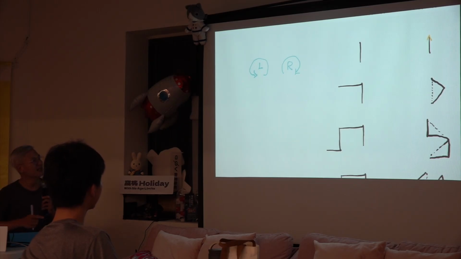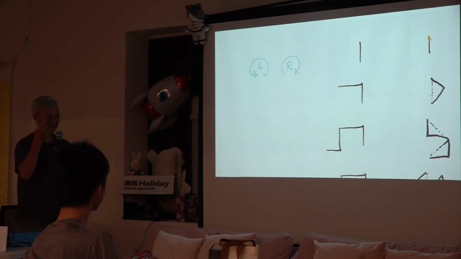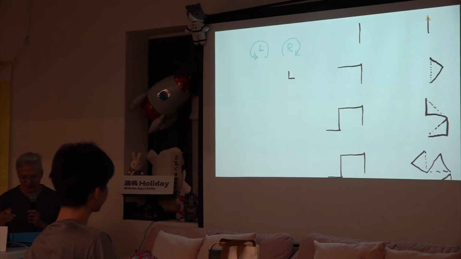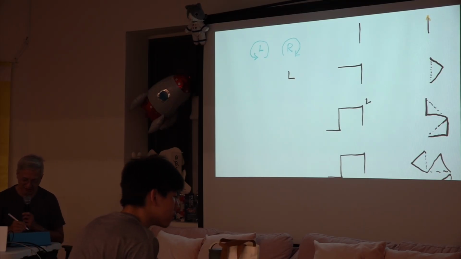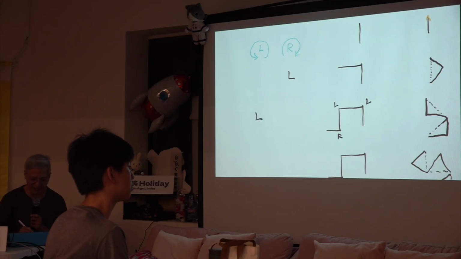Okay, so the level 0 curve is just an empty list. There's no bend at all. A level 1 curve is denoted by L because it's a left turn. And this one, what's this? It's a left turn and a right turn, so it's denoted by L, R.